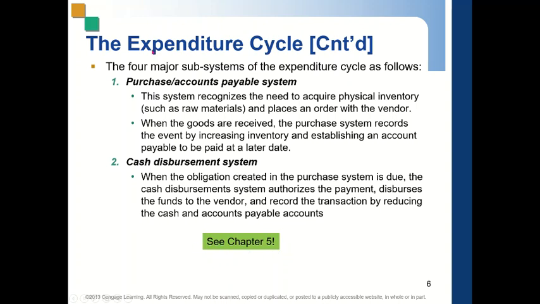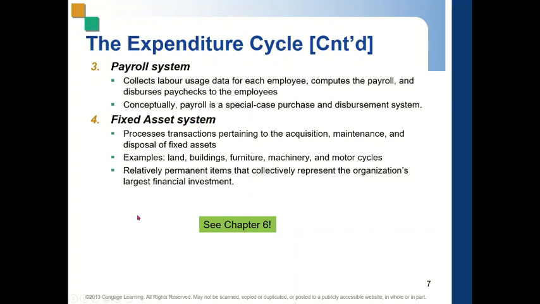But the expenditure cycle also has two other subsystems. Remember, we said there are 4 major subsystems. And what are the other two? Well, the other two are concerned with the payroll and the fixed assets.